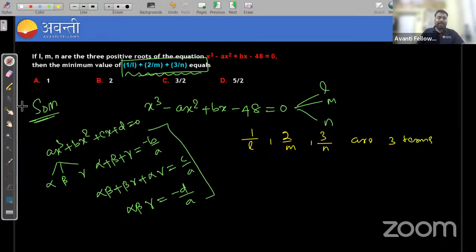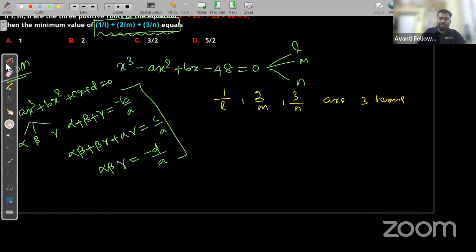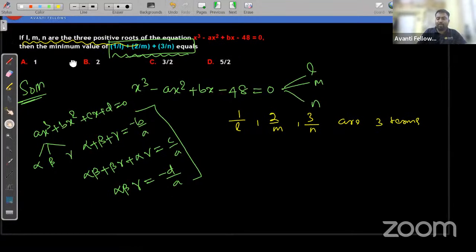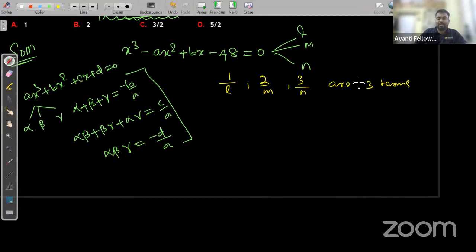So then can I say they are positive also? Because it is already given in the question, L, M, N are three positive roots. Okay, they are positive numbers, so three positive terms. So can I say the arithmetic mean will be greater than or equal to geometric mean? Yes, the arithmetic mean of these three positive numbers will be greater than or equal to the geometric mean.